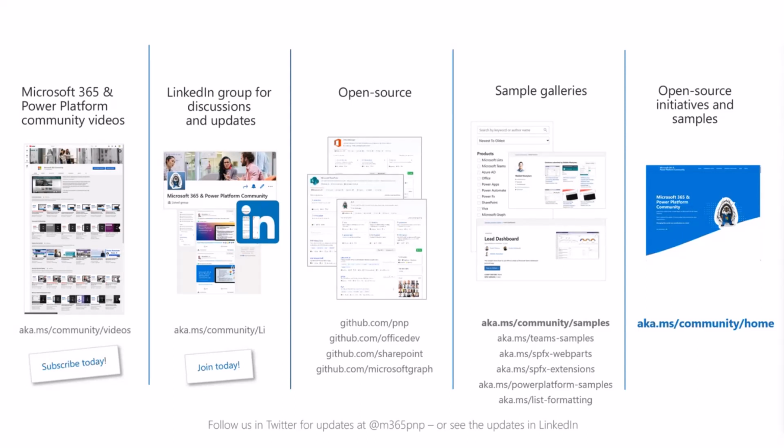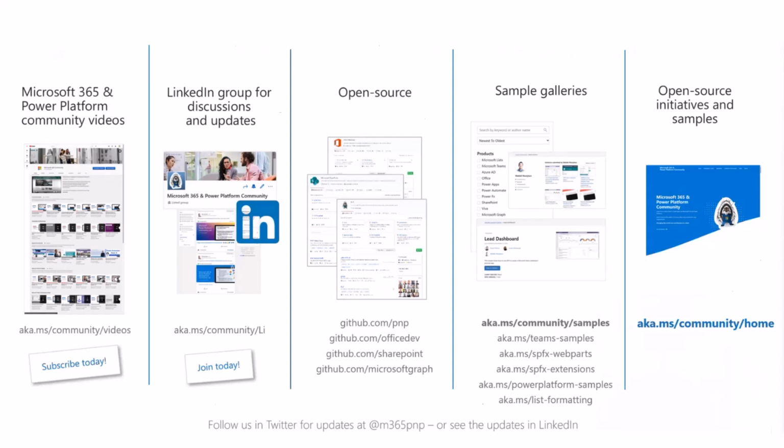We have our LinkedIn group for discussions and updates. We also have open source assets available as samples, script samples and code samples within Microsoft 365, but as it might be a bit difficult to find what's relevant for you, we also have these awesome sample galleries, which make it easier to find the sample you're looking for. So don't start from scratch. Have a look at existing samples. It will get you started and kickstart your solution design. And there are a lot of URLs to remember, so luckily there's only one, which aggregates all of this at aka.ms/community home.